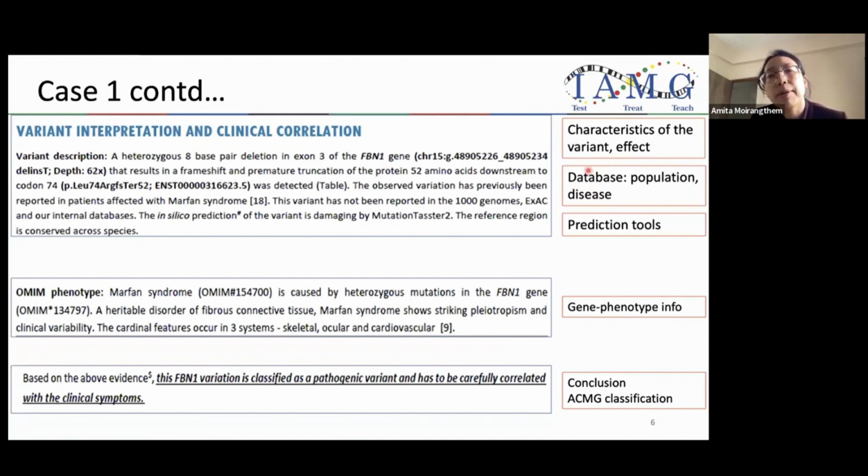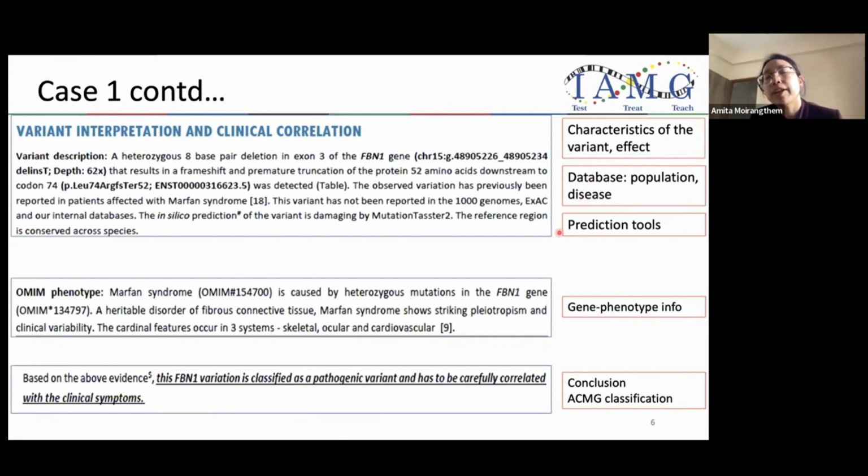Then we have information about the various databases, which are mainly two categories: the population databases like the 1000 Genomes, gnomAD, ExAC, in-house, etc., and the disease databases like the HGMD, ClinVar, and various other disease databases. So, the lab will tell whether the variant found in the patient is reported in any of these databases or is a novel variant.